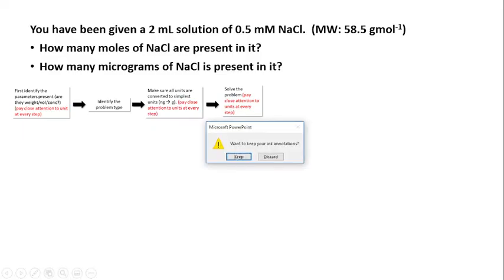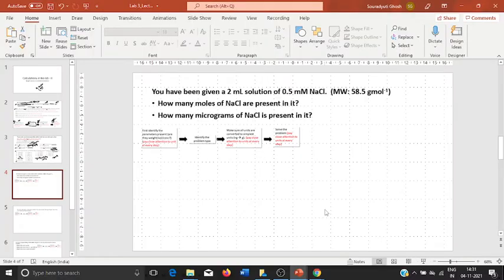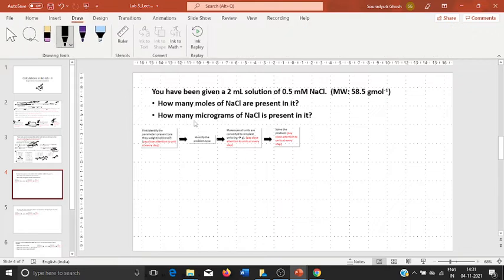I'll exit the full screen here because I have to use the online calculator. This problem states that you have been given 2 ml of 0.5 molar sodium chloride. The molecular weight is given. How many moles of sodium chloride are present in it? How many micrograms of NaCl are present in it? If you look at the problem solving flow chart, it says first identify the parameters, then identify the problem type, make sure all the units are converted, and finally solve it.